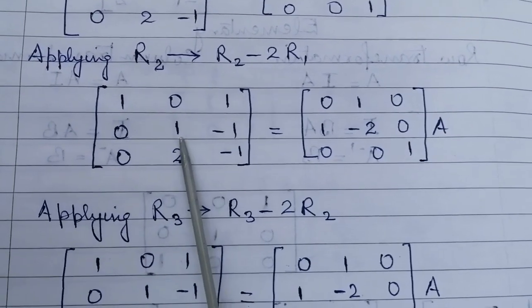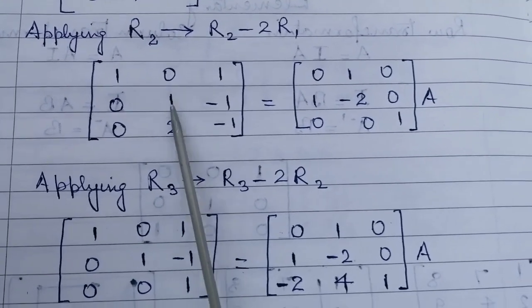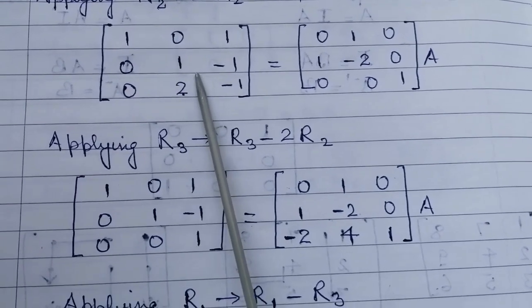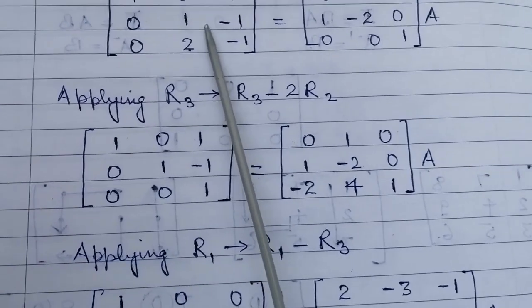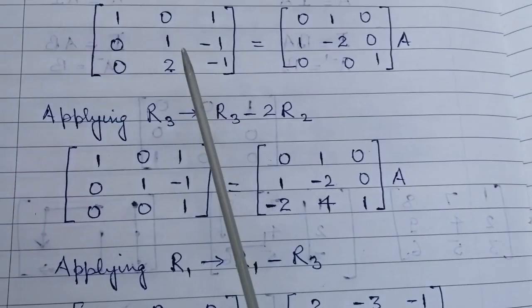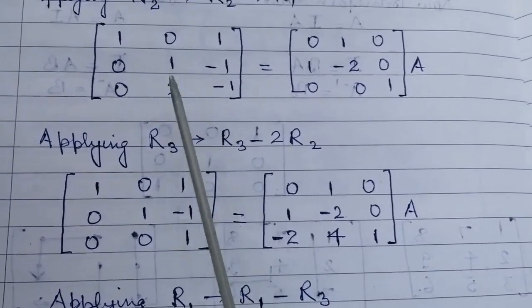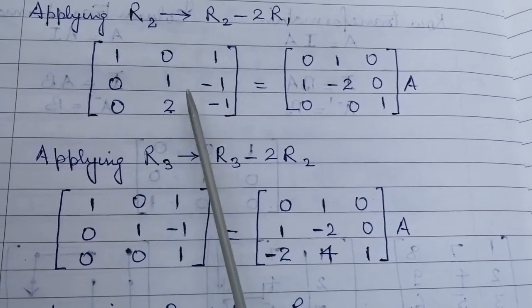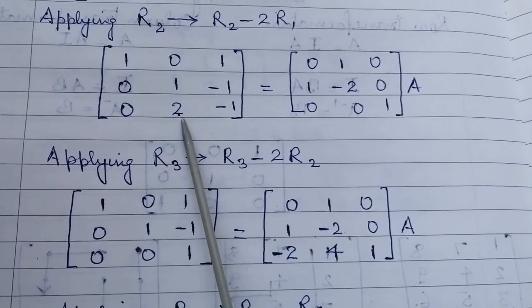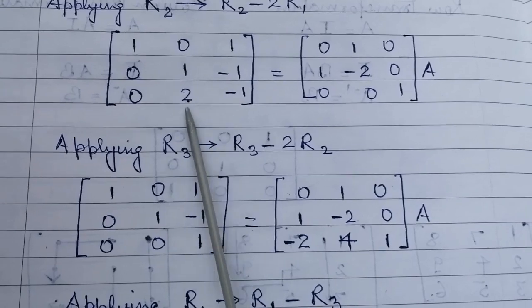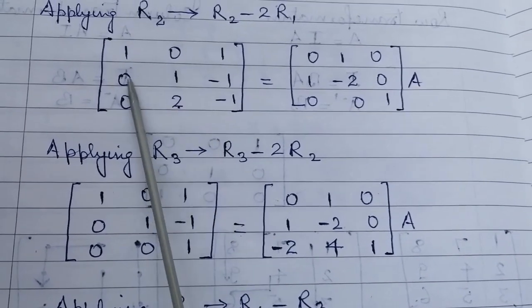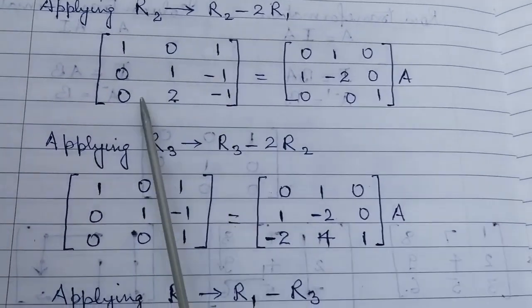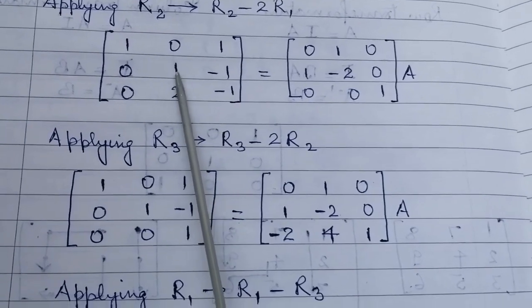Now I come to this here, 4, right? Now at 4 we should have 1, and it is already 1, so good for us again. Then I come to this 5. Now here we should have 0, right? Now again 2 minus 2 should be 0, right? So on R3 I am applying R3 minus 2R2, right? Because 2 minus 2 will be 0.